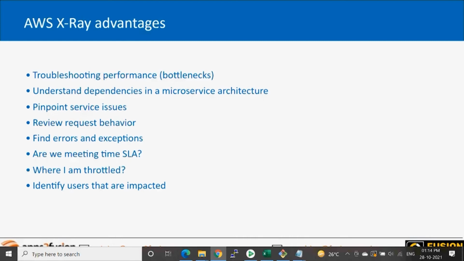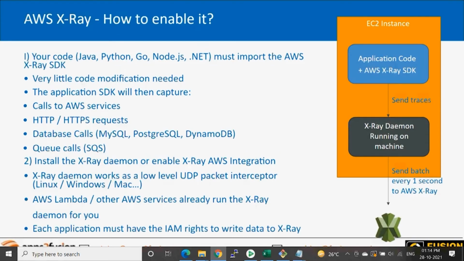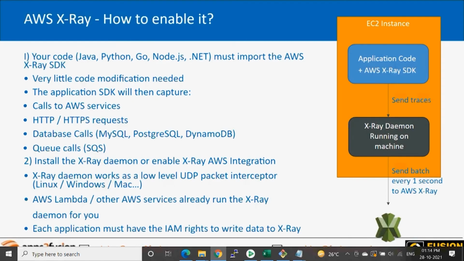Okay, how to enable X-Ray? It is very simple. In the EC2 instances, you have to run your application code with the X-Ray SDK, and it will send the traces to the X-Ray daemon which is running on the machines. Everything will be sent in batches every 1 second to AWS X-Ray. So this is how it will be running. You have to install the X-Ray daemon, or else you have to enable the X-Ray AWS integrations. Okay, so this is how you have to enable it to get the minute granular details of the EC2 instances.